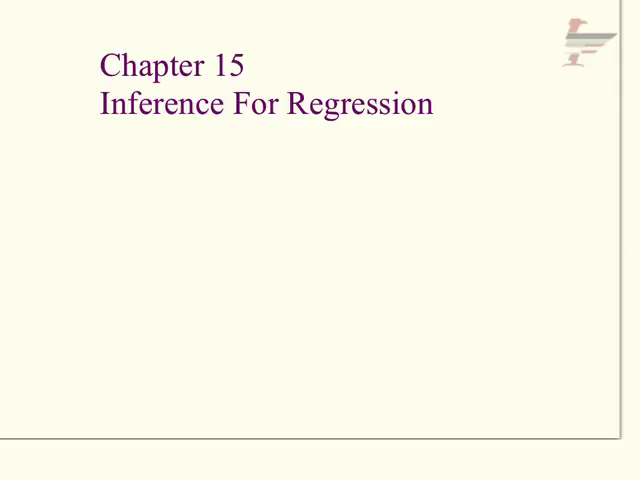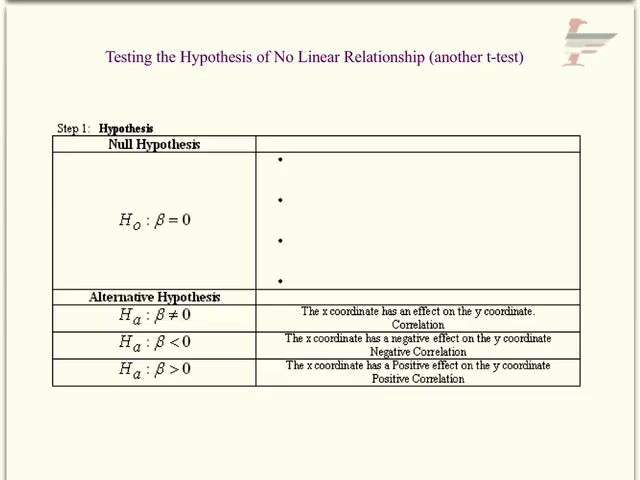All right, chapter 15 covers the inference for regression, so I'm going to go through just some straight up inference. When you are running a hypothesis test for regression, most of the time you're testing the hypothesis of whether there's a linear relationship, and it's another t-test, just FYI. So what you're going to be looking at is your slope, to see if there's some sort of linear relationship.